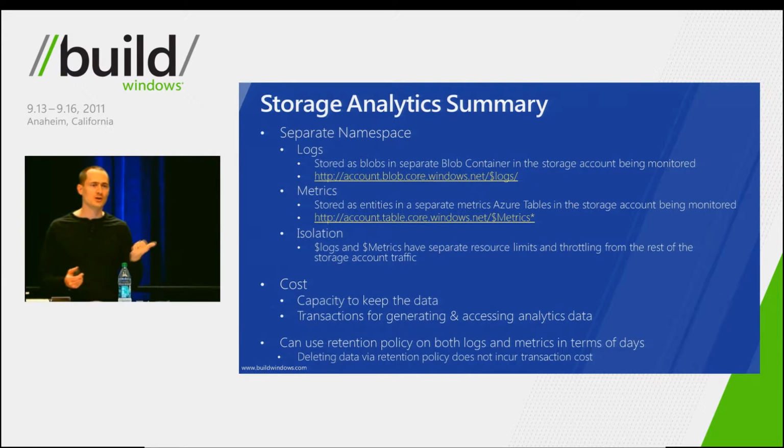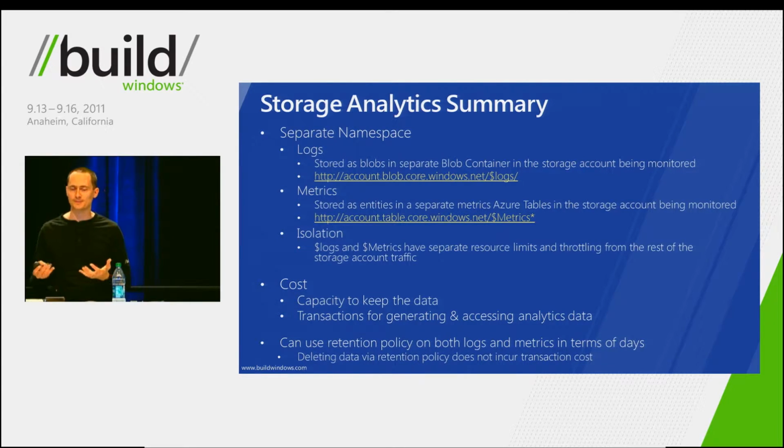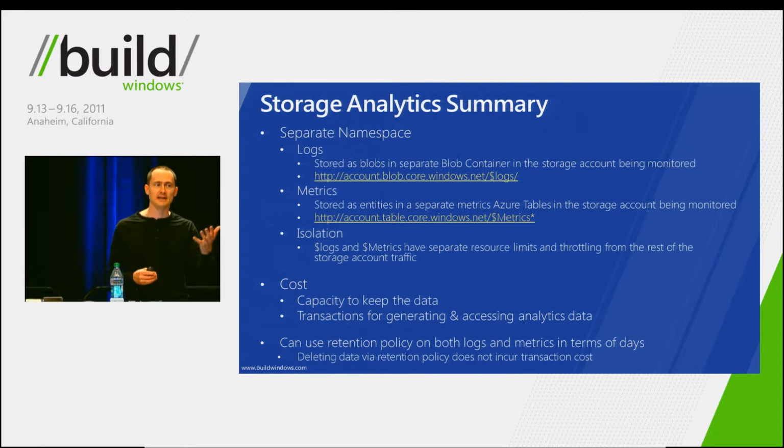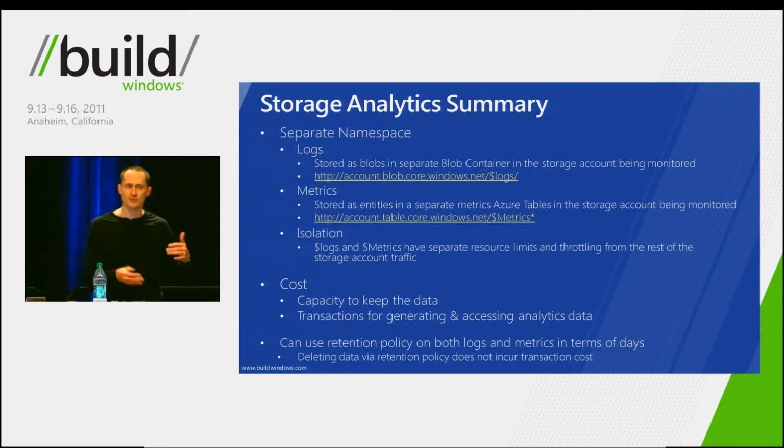Another question we get is, what's the cost of using analytics? Well, the cost is the capacity to store the logs and the metrics. And we generate the transactions for storing those blobs, as well as putting the entities into the metrics table. So there's a transaction cost for that, as well as any data mining you do over the data. But we also provide a retention policy where you can set that, keep my logs for, let's say, 90 days. Keep my metrics for 180 days. And if you set that, then we will actually delete your logs and metrics when they get that old. And if we delete the data using our retention policy, then there's no transaction cost for those deletes.